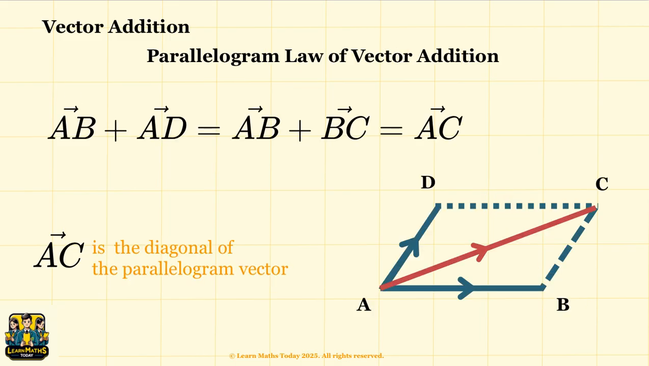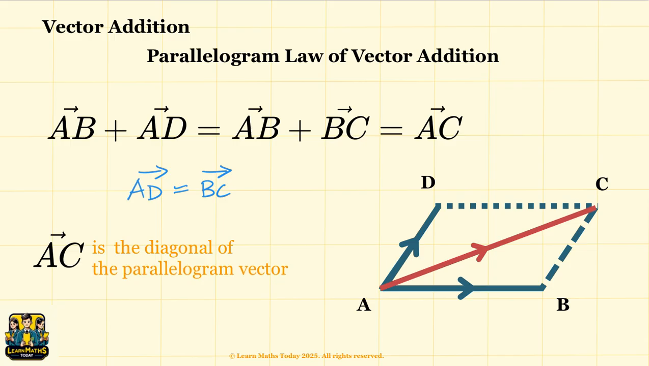Here's another way to add two vectors using the parallelogram law. We start from point A, then we move from A to B. This is vector AB. We can also move from A to D. This is vector AD. But now, since AB and AD are the two adjacent sides of a parallelogram, we can say that AD is equal to BC.